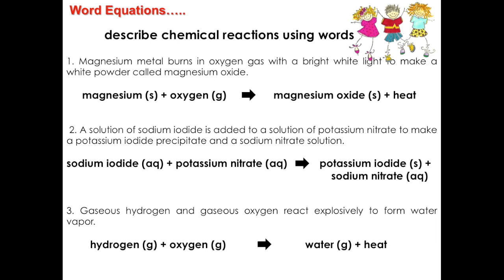This transferred to an equation will be magnesium (s), indicates that it's a solid, plus oxygen, that is a gas, transforms into magnesium oxide, that is a solid, plus heat.